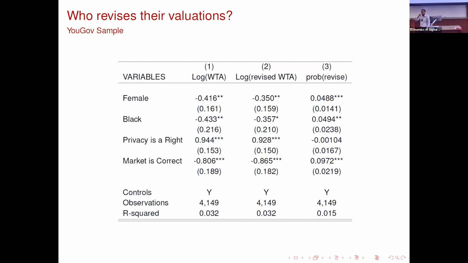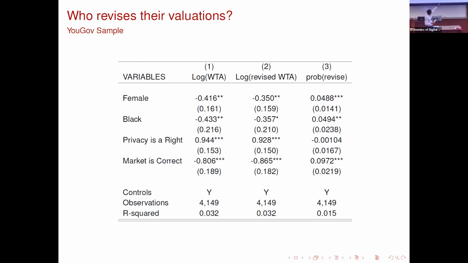Yes, Cristobal? So is the result for female and black robust to the income level? Because there is an income gap between female, white, black. Yeah, those results control for the income as well.